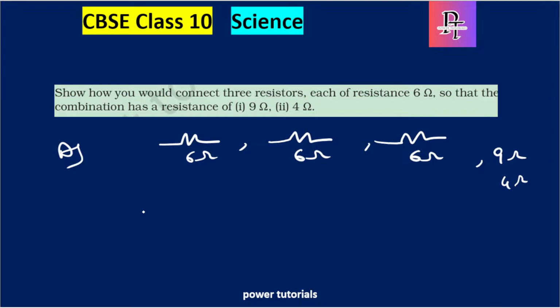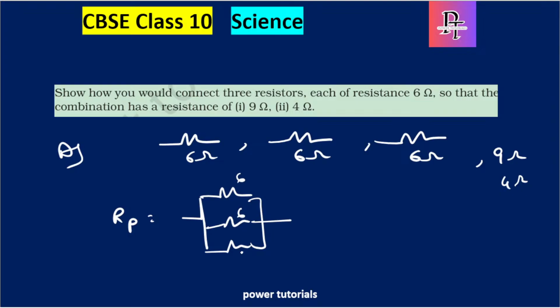If it is all three in series, then we'll get 18 ohms. So we should not use all three in series. Let's take all in parallel. What will happen? Our parallel is 6, 6 and 6 ohms in parallel.